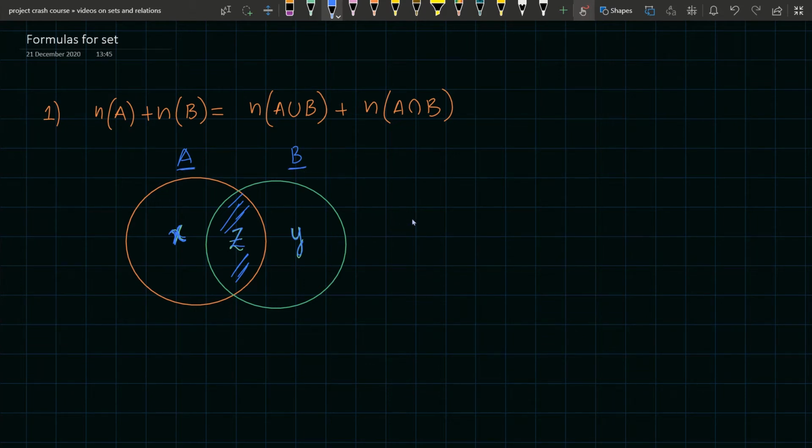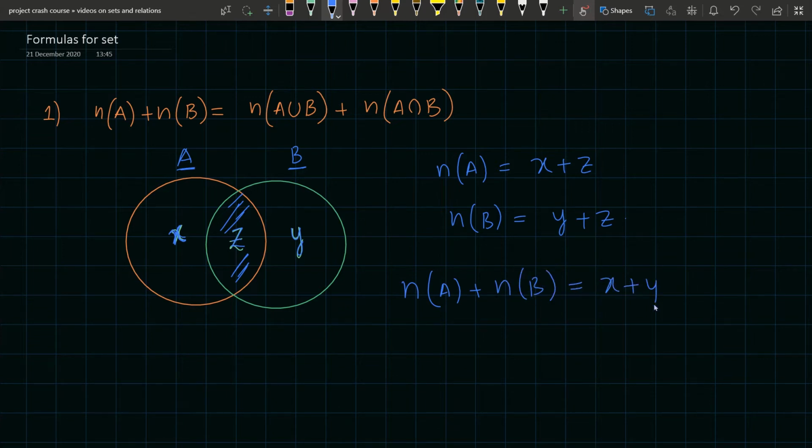Now, you can clearly understand what is the number of elements in A. If I ask you, you know what that is, right? X plus Z makes up the whole A. If I ask you what is N of B, you'll be like, oh, Y plus Z makes up the whole N of B. So when I add N of A plus N of B, what do I get? X plus Y plus Z plus another Z, right?